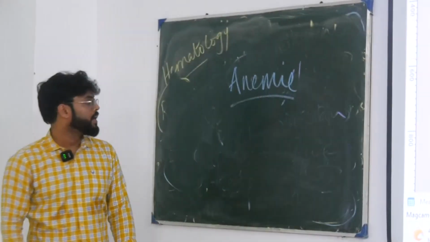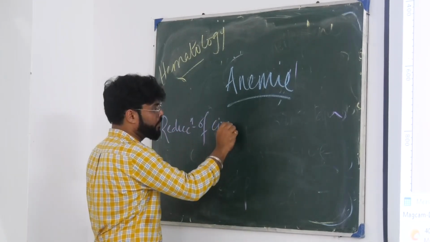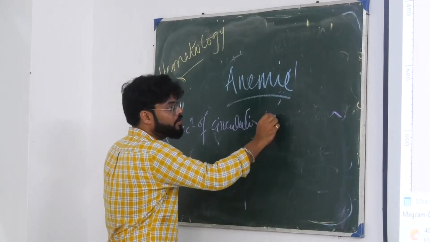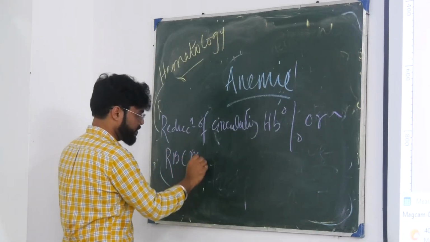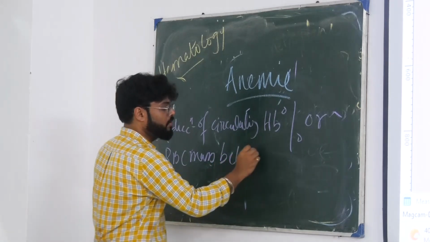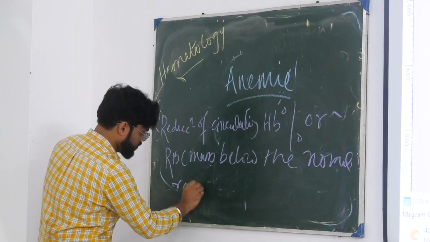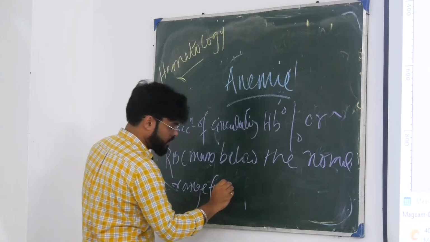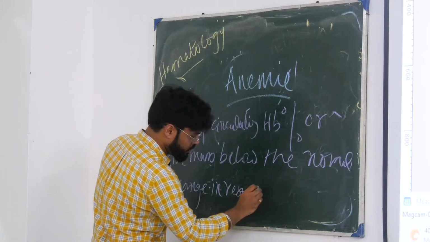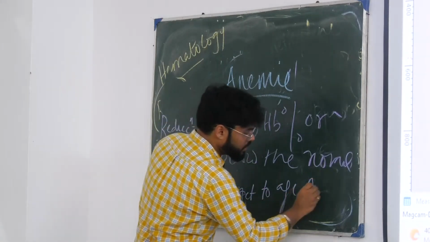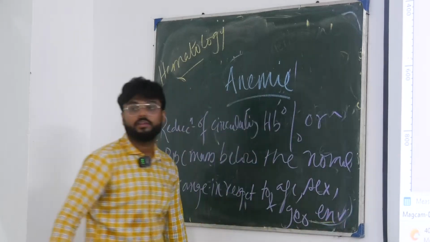Anemia is defined as reduction of circulating hemoglobin concentration or RBC mass below the normal range in respect to age, sex and geographical environment.